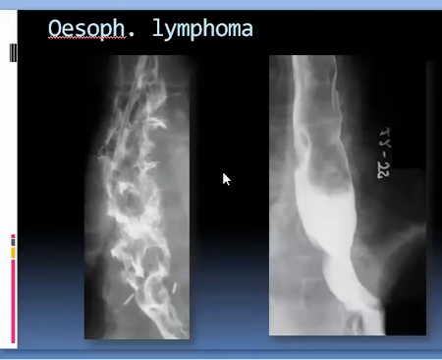Now here we have the similar to the varicoid type. These are the differential diagnoses that we can say: esophagitis, lymphoma, irregularities of varicoid carcinoma, and so on. The main is for pathology.